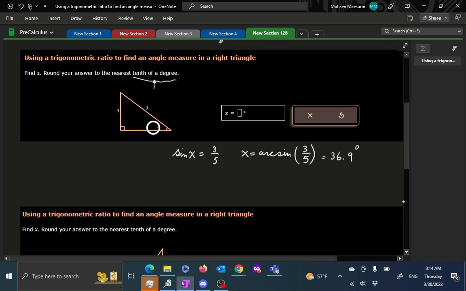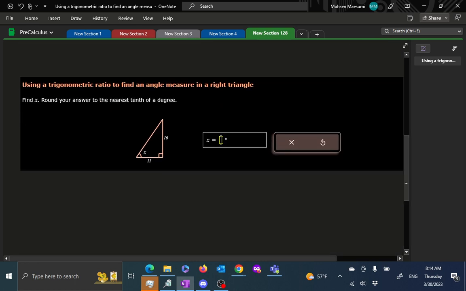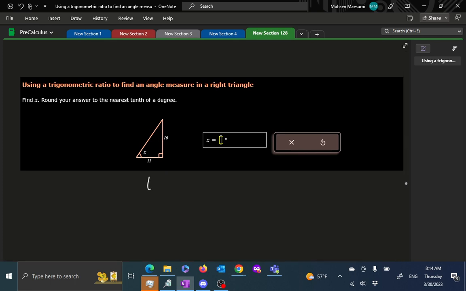For the angle x, I have the adjacent and opposite. That means I have the relationship for tangent. So tangent of x is 16 over 11. So x is going to be arctangent of 16/11.